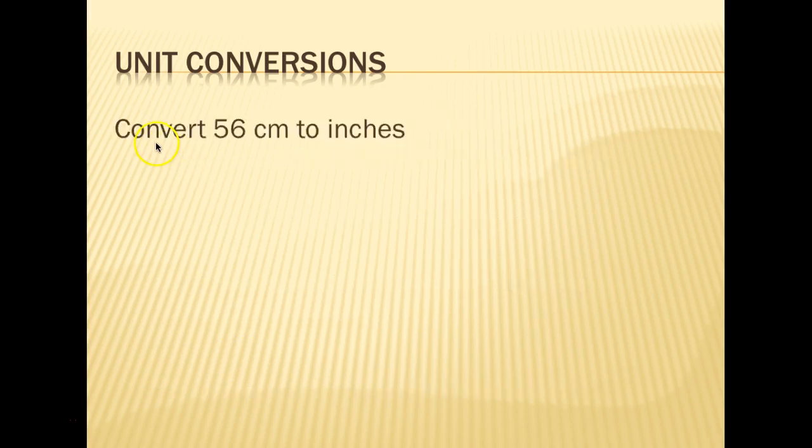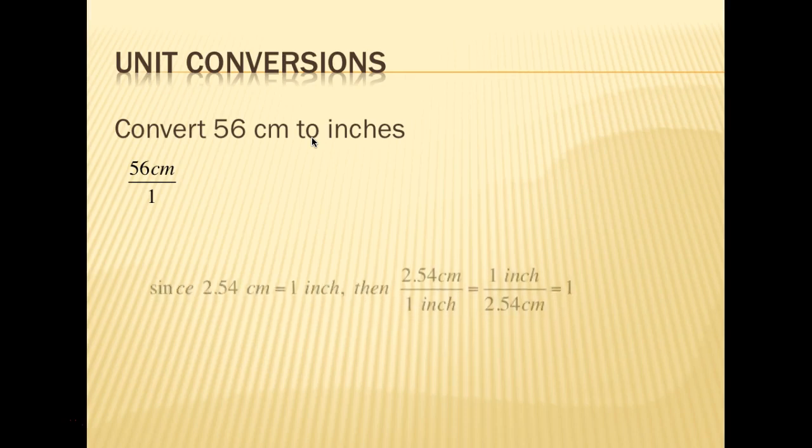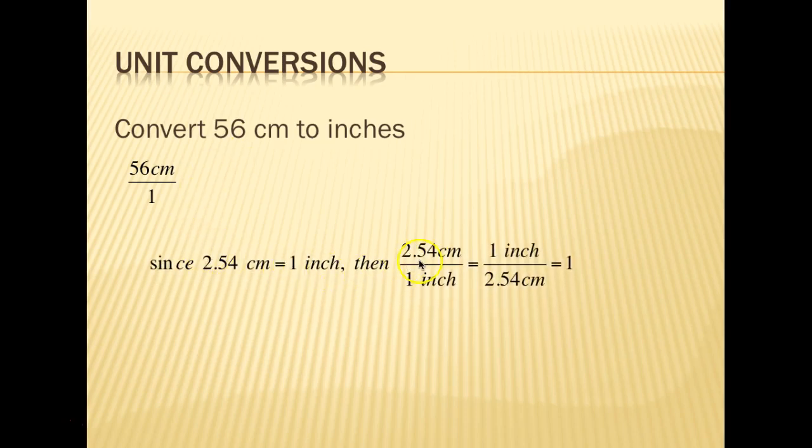So let's look at an example. Convert 56 centimeters to inches. The first step, write down 56 centimeters over 1. Secondly, write the conversion. Now I will give you any conversions that you need on a test or a quiz. In this case, 2.54 centimeters equals 1 inch. So because 2.54 centimeters equals 1 inch, I will either multiply this fraction by this fraction, or I'll multiply this fraction by this fraction. How can you tell which one to multiply?